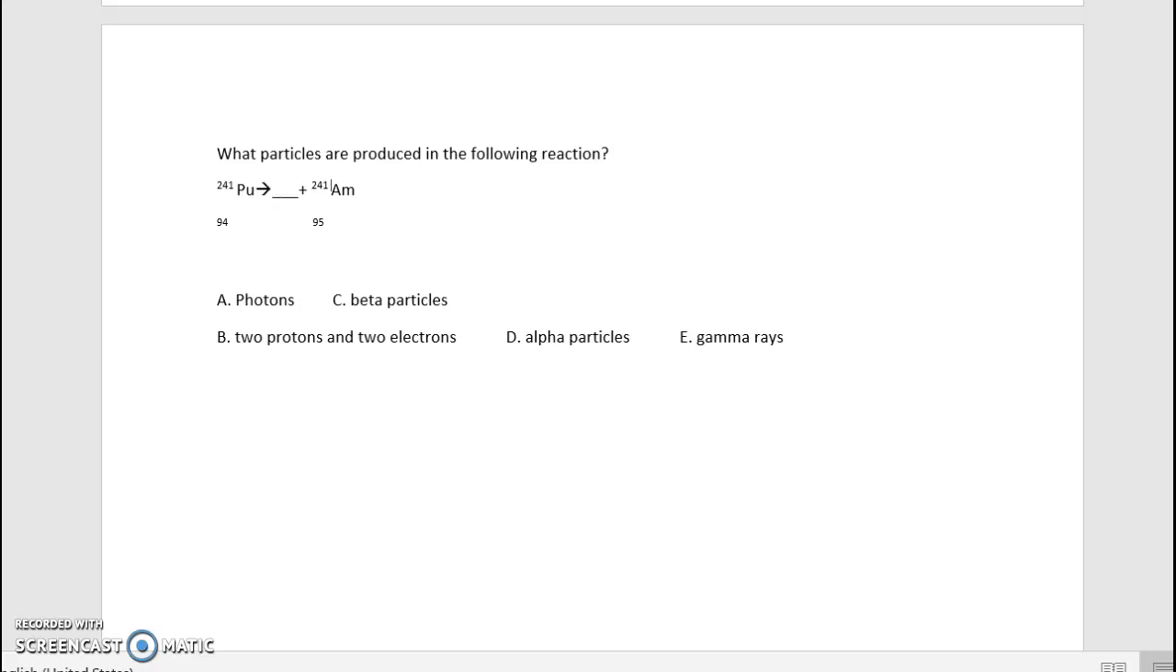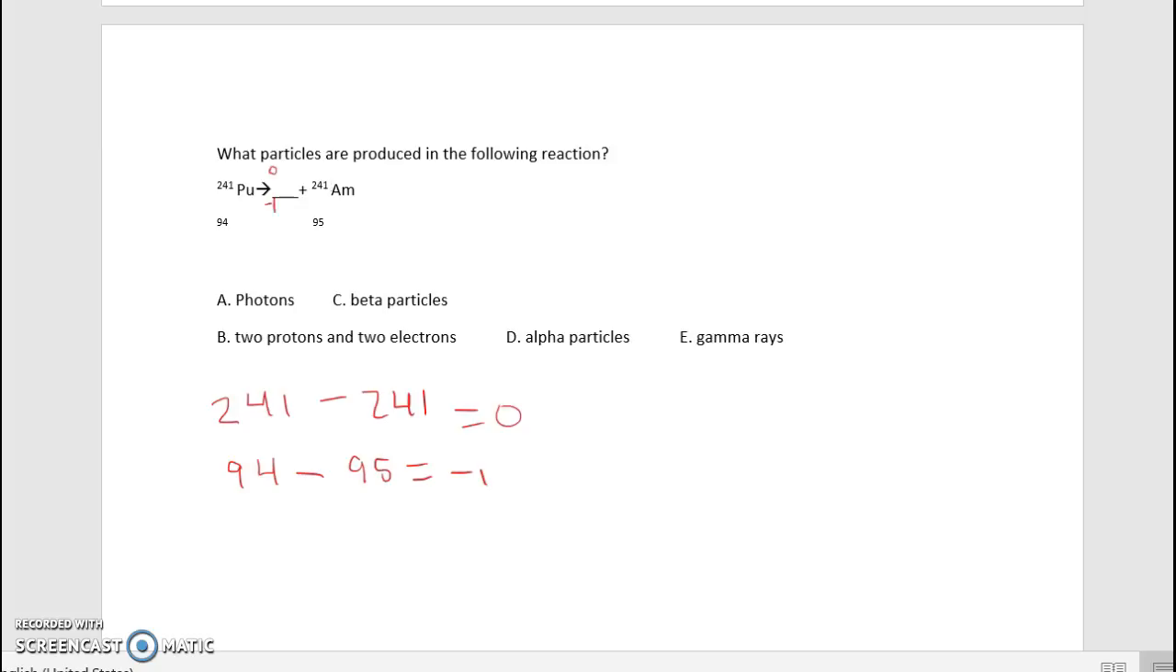And to solve the problem, it's very simple. All we have to do is first subtract the atomic mass of plutonium minus the atomic mass of americium. They're both 241, so that's going to give us 0. And then we're going to subtract the atomic number of americium from the atomic number of plutonium. That's going to give us -1.